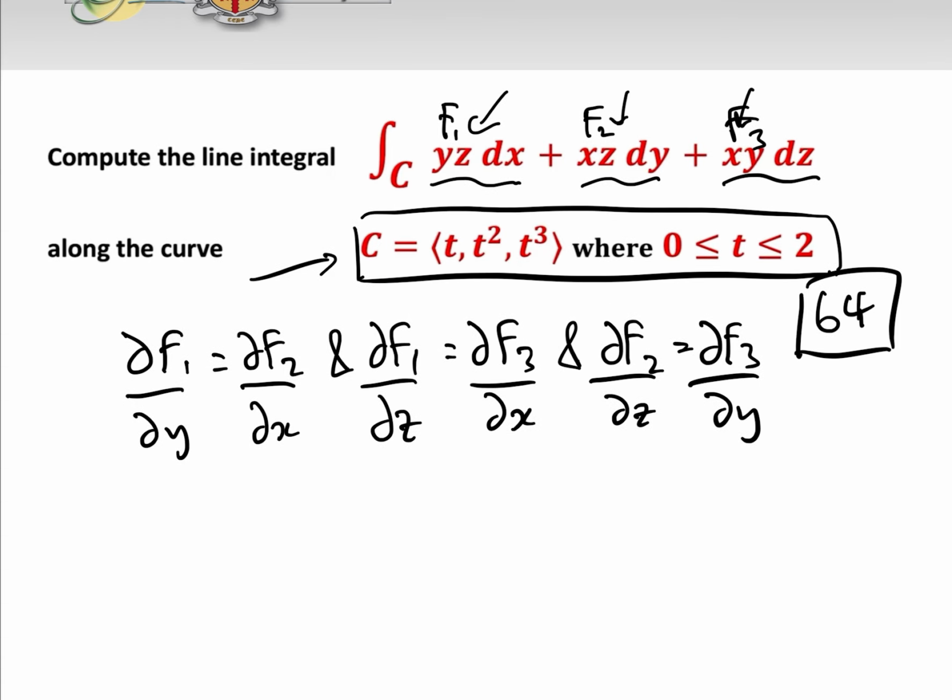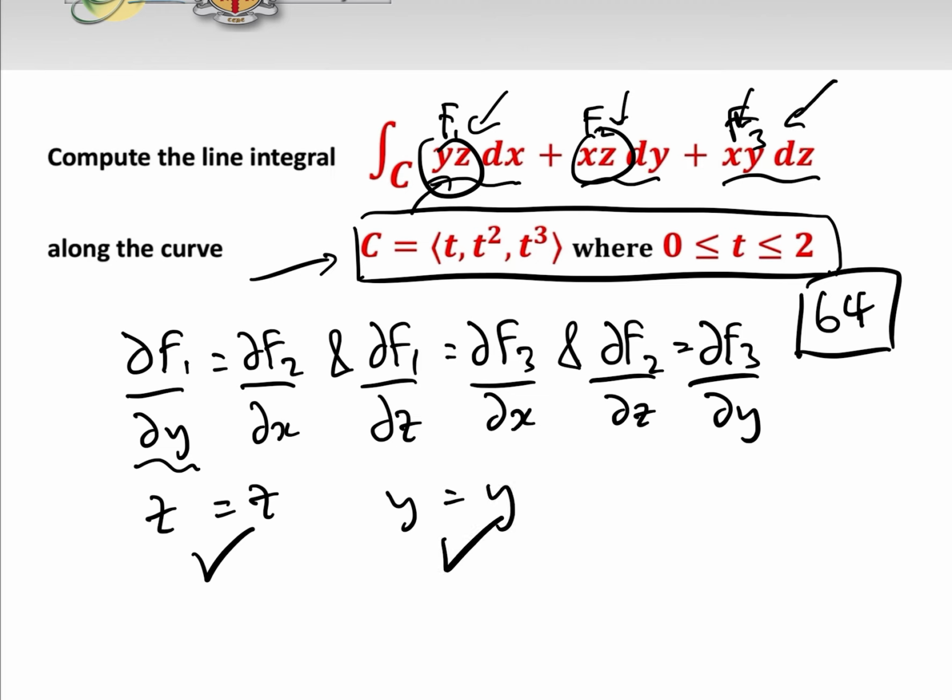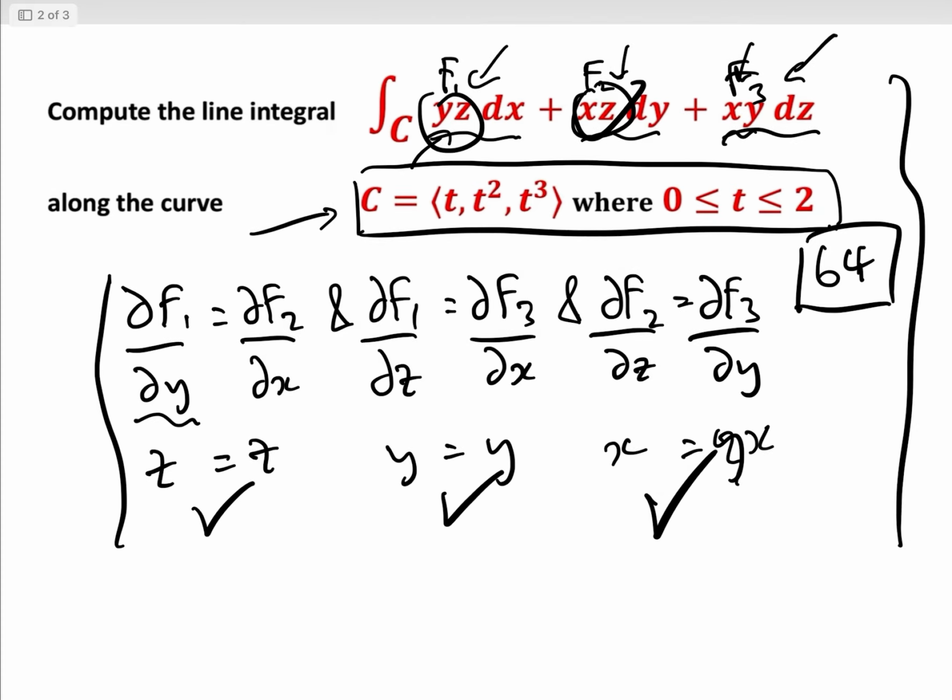dF1/dy is equal to z, and that's got to equal dF2/dx. dF2/dx is equal to z, so that's correct. dF1/dz is equal to y, and dF3/dx is equal to y, so that's correct. And dF2/dz is equal to x, and dF3/dy is equal to x. So that's correct, so the test for whether it's a conservative vector field is passed. So we know that it's a conservative vector field. That was the test we did in the first video.